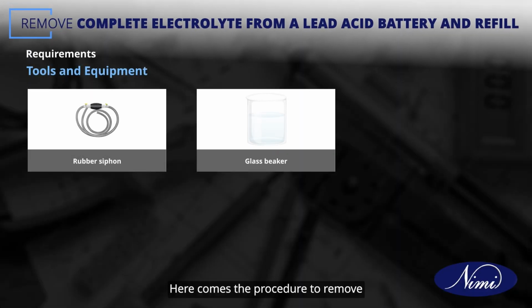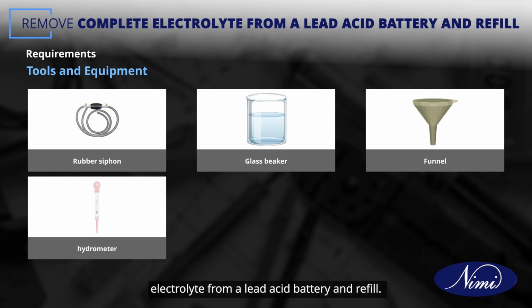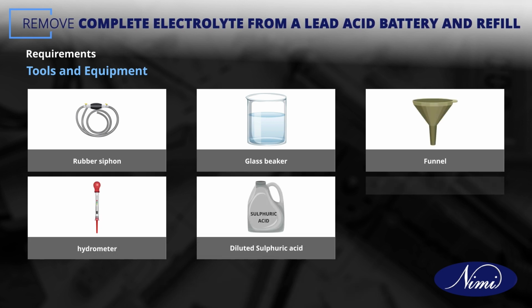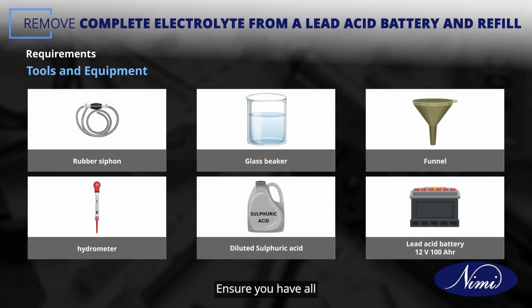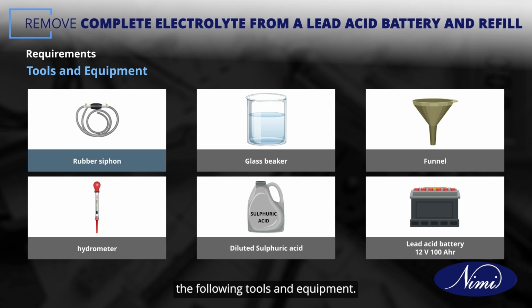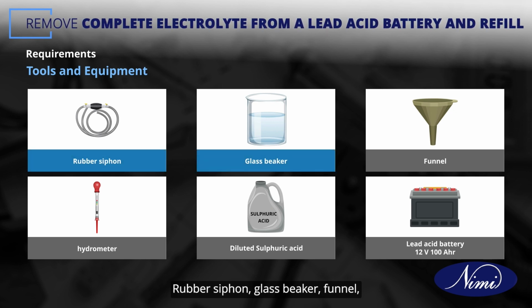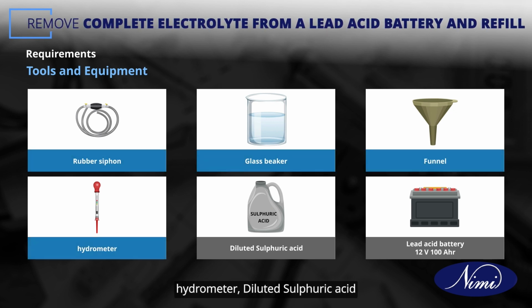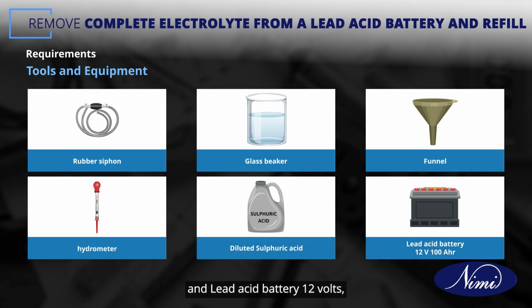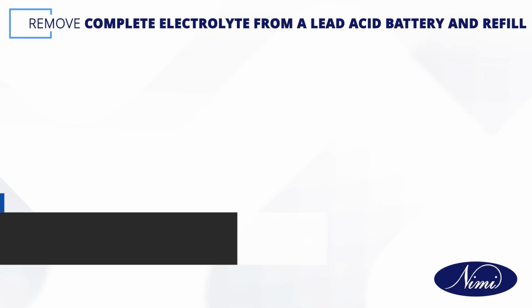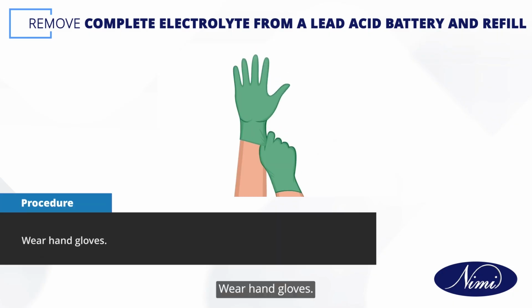Here comes the procedure to remove electrolyte from a lead-acid battery and refill. Ensure you have all the following tools and equipment: rubber siphon, glass beaker, funnel, hydrometer, diluted sulfuric acid, and lead-acid battery 12 volts 100 ampere per hour. Wear hand gloves.